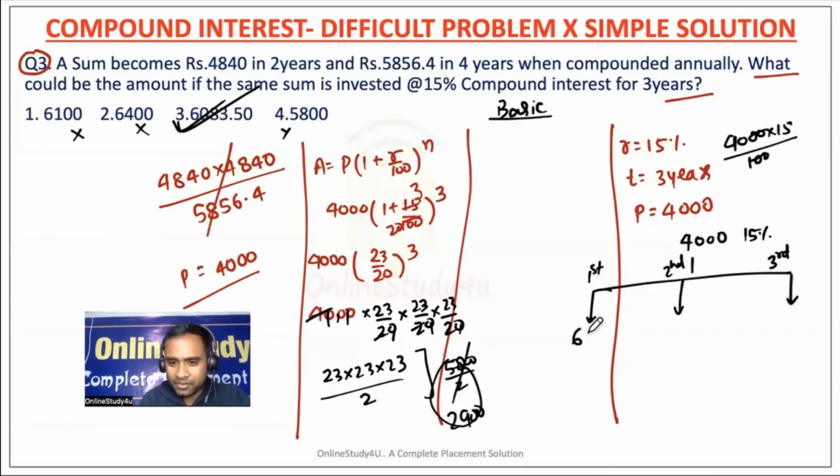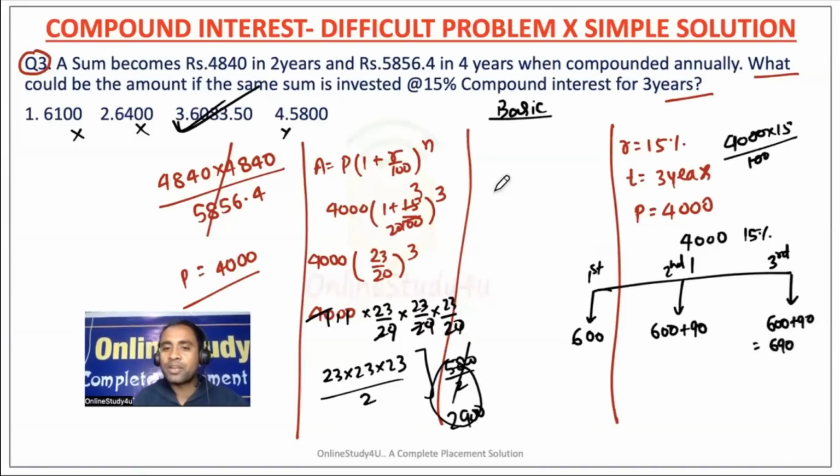It is nothing but 600. If you calculate 15% of 4000, the zeros cancel, and this will be 600, right? If it were simple interest, then every year it would be 600, 600. But in compound interest, how is it different? Compound interest is nothing but interest on interest. So now we will calculate 15% of 600. 15% of 600 will be 90. So 600 plus 90 will be 690.